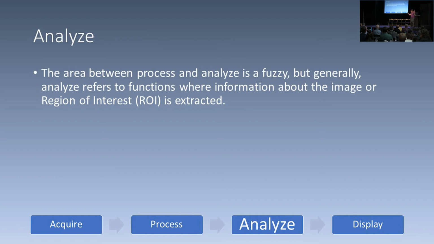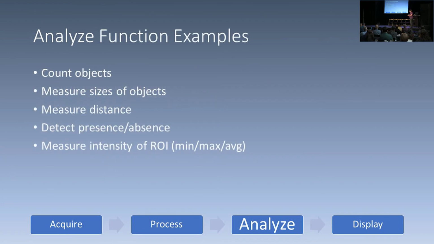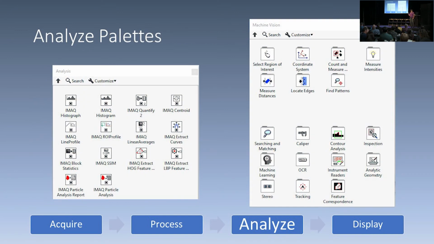And then where processing ends and analyzing begins, it's a little bit fuzzy. I like to think about analyzing being the part where you're actually extracting the information that you care about. Examples for that could be like, okay, how many objects do I have on my screen? What are their sizes? What are their intensities? Are they there? Are they missing? All that kind of stuff. And again, there are a couple of palettes for that on the block diagram. Still underneath the image processing, there's an analysis palette. And then if you go into machine vision, they have palettes and subpalettes and subpalettes and subpalettes. And so you can see that there's a lot of stuff to try and figure out, right?